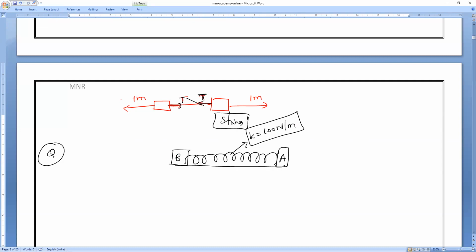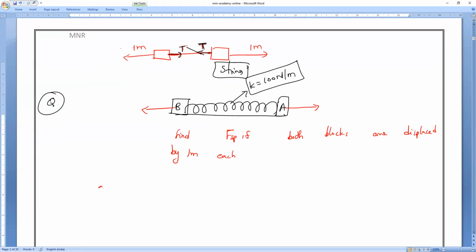Now, this B is pushing the spring like this, and A is also pushing the spring like this. Now, the question is: find the spring force if both blocks are displaced by 1 meter each. First, case A, in the same direction. So same direction means then what about the spring force? We have to find it. Let it be first A, we will finish it, then we'll go to the B part.